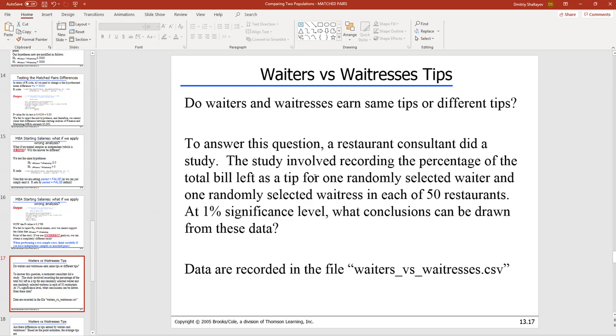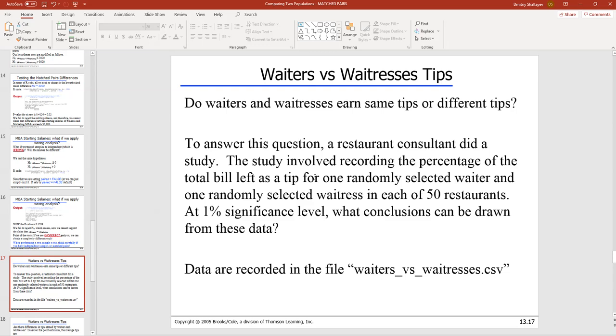If I would have to answer that question, I would say probably not the same, because women are, well, they're pretty and everything, right? So therefore people tend to leave more money for them as opposed to waiters. So therefore there is a difference, okay? But of course it's a data-driven world these days, right?